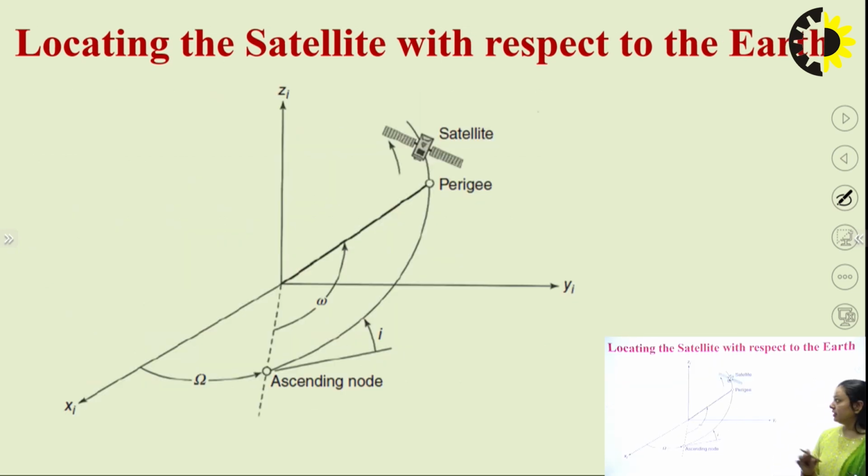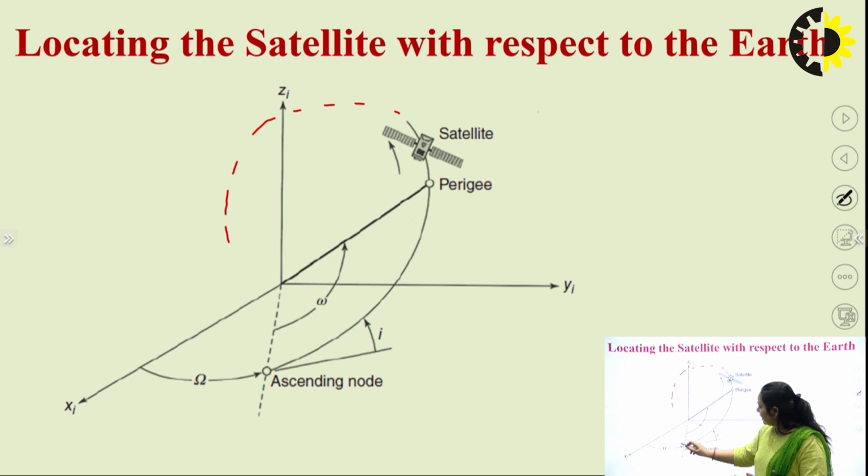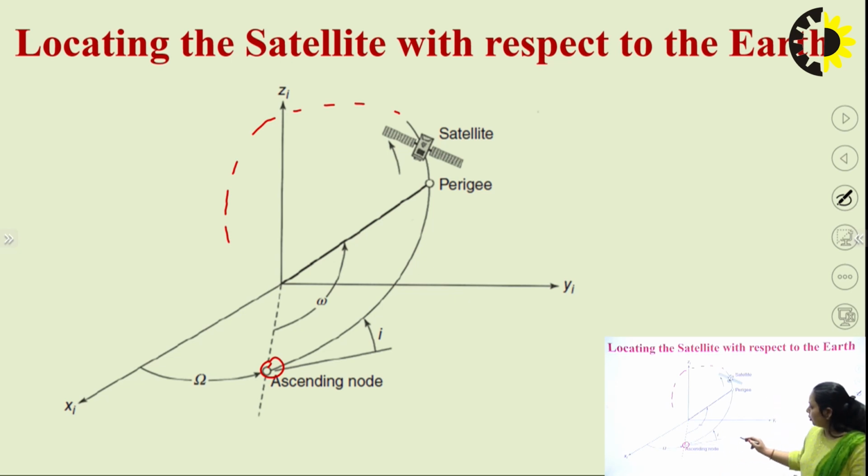Now, if we have to locate the satellite with respect to the Earth, this is the satellite, moving in this particular orbit. How can we relate? First thing I need to know is this xi. Xi is the first point of Aries direction. While moving in this orbit, the satellite will cross the equator at this particular point while going from south to north, the ascending node. The angle this orbit makes with the equatorial plane is called your inclination.